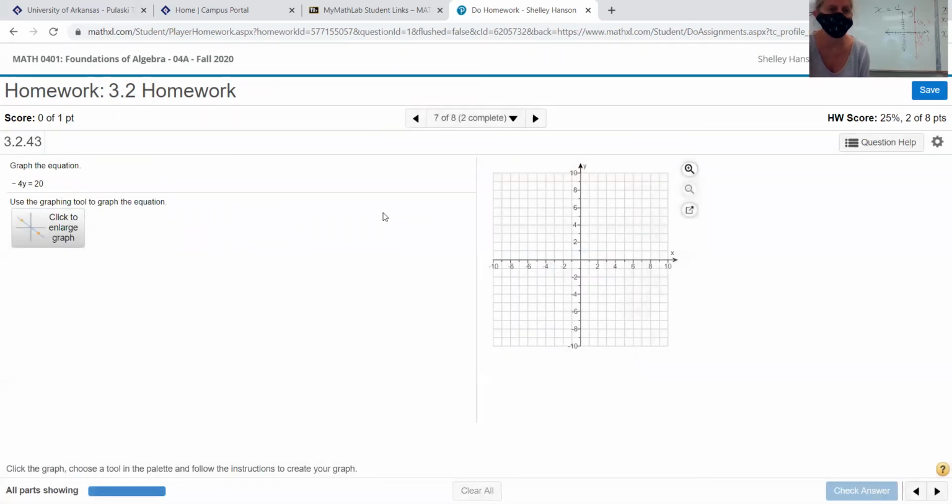Okay. Number 7. Look at this equation. Negative 4y equals 20. What's missing in this equation? The x. It doesn't have an x. But in order to graph this before, remember the last one just said x equals 6, so I knew what x equaled. I need to know what y equals here. I know that negative 4y equals 20.